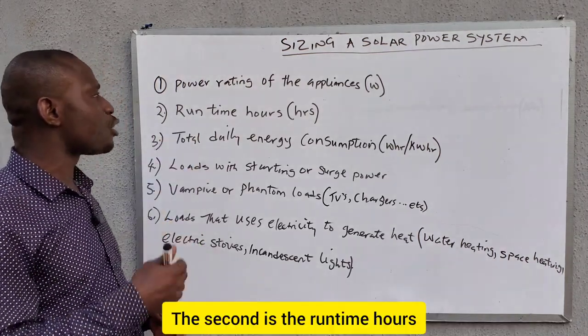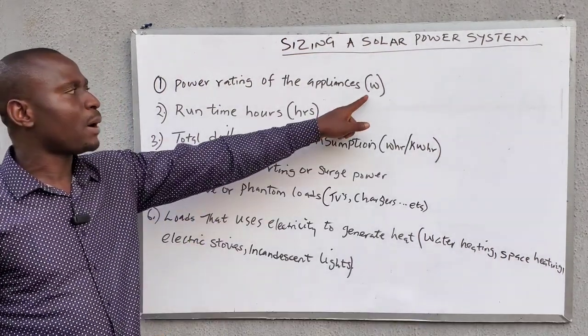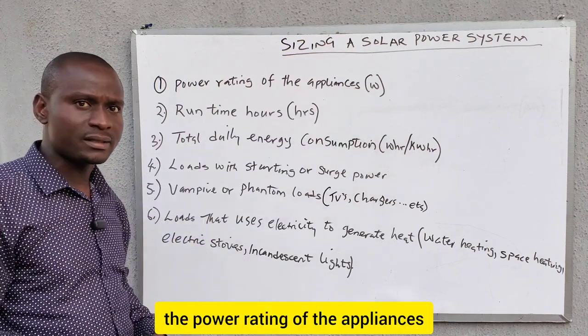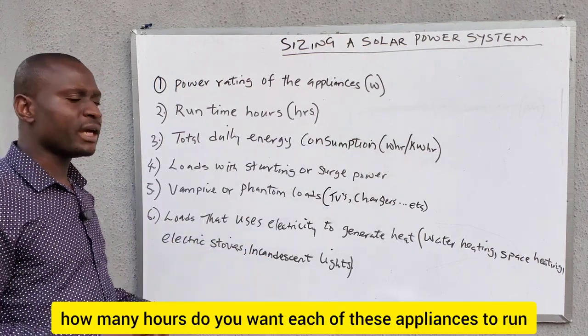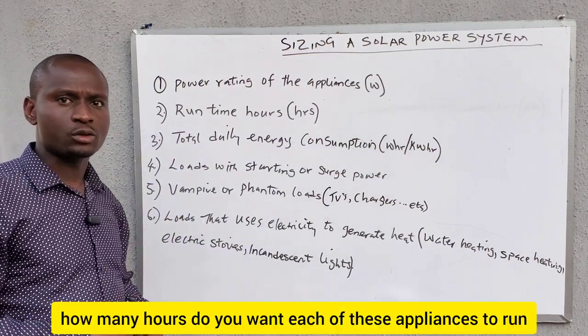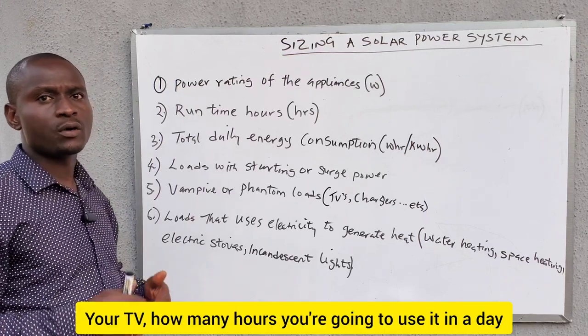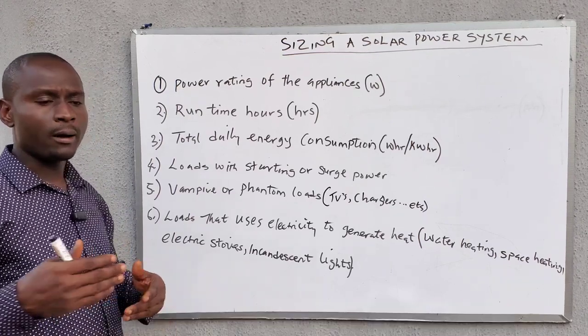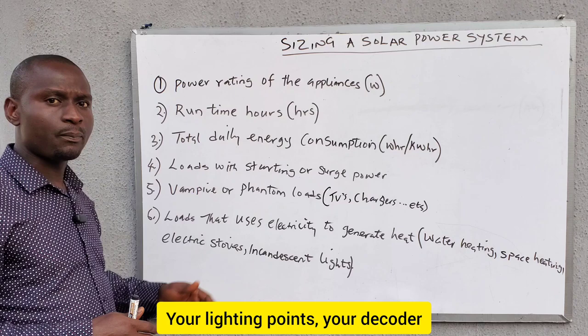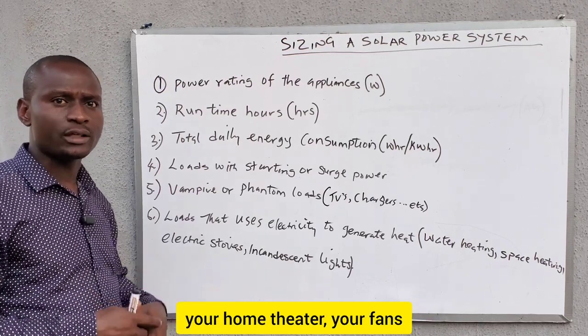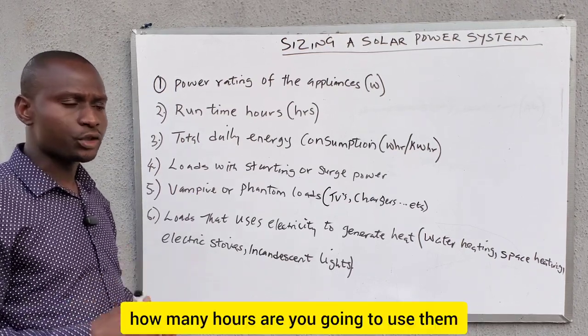The second is the runtime hours. After looking at the power rating of the appliances, you ask your clients, how many hours do you want each of these appliances to run? Your TV, how many hours you're going to use it in a day? Your lighting points, your decoder, your home theater, your fans, how many hours are you going to use them?